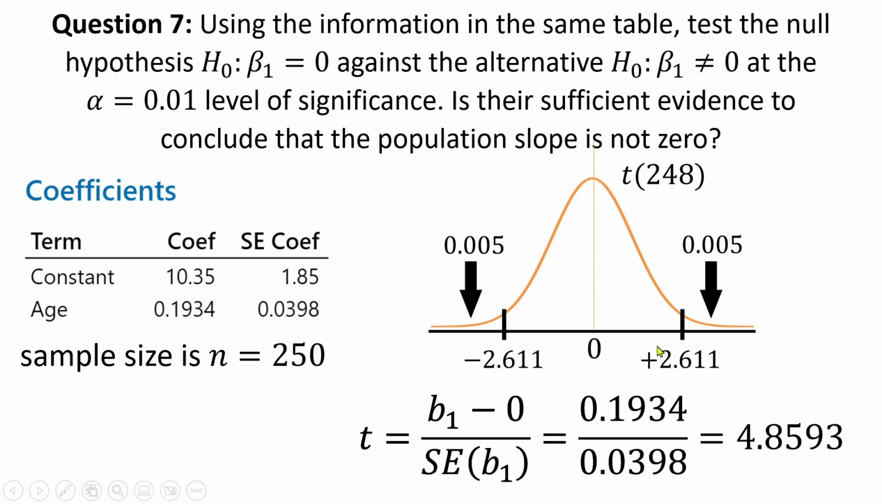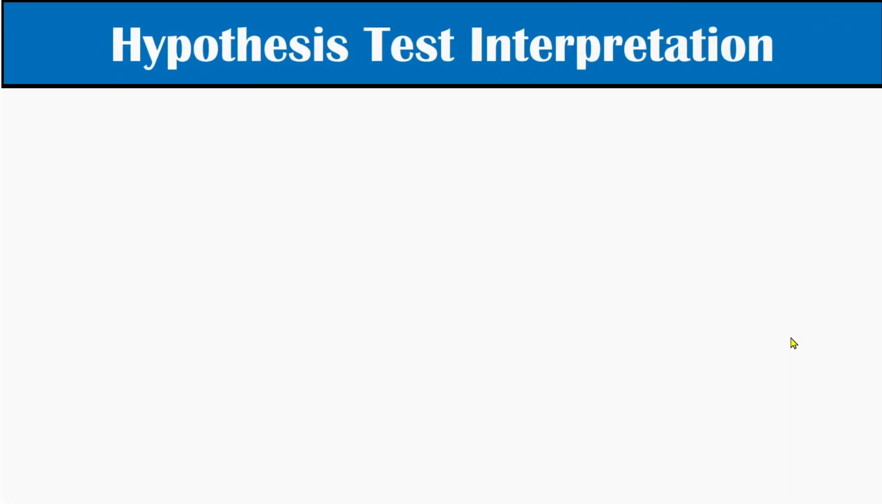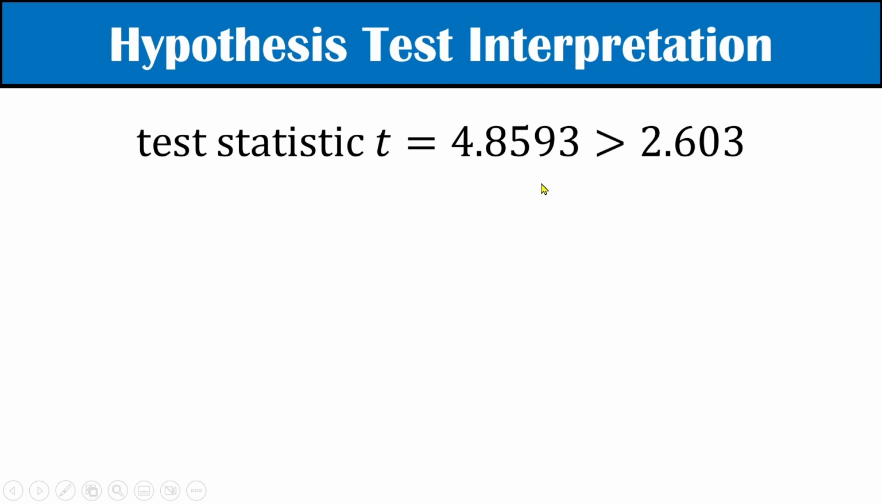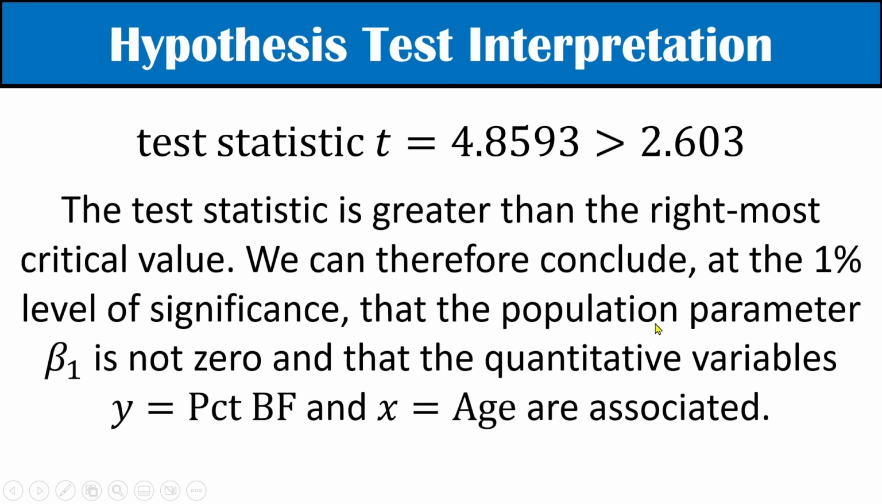So here again, this was the critical value that puts 0.5% into each tail of the distribution, 99% in the middle. This again is the distribution of our test statistic, assuming the null hypothesis is true. If the null is true, then a test statistic as big as this one is highly unlikely, and therefore we have evidence that the null is not true. So our test statistic is larger than the upper bound of our rejection region. The test statistic is greater than the rightmost critical value.